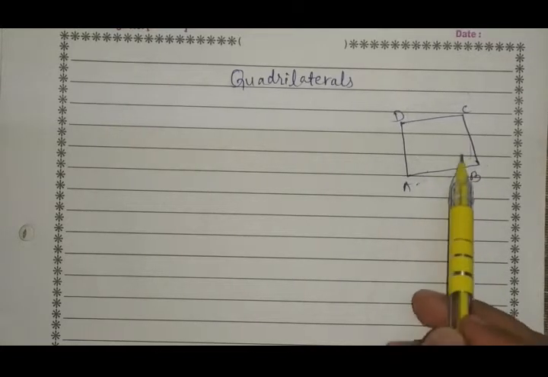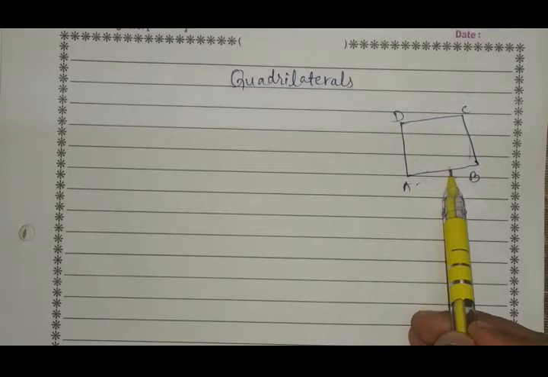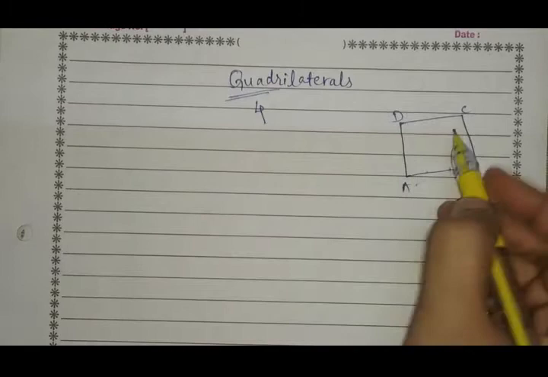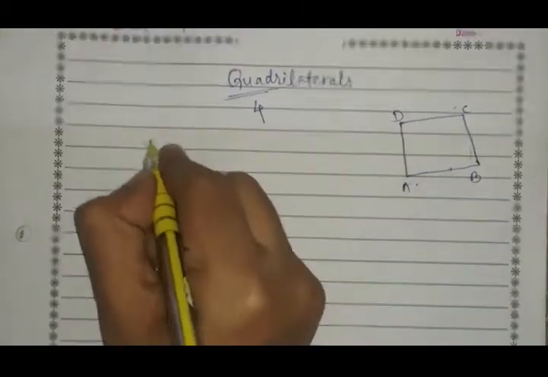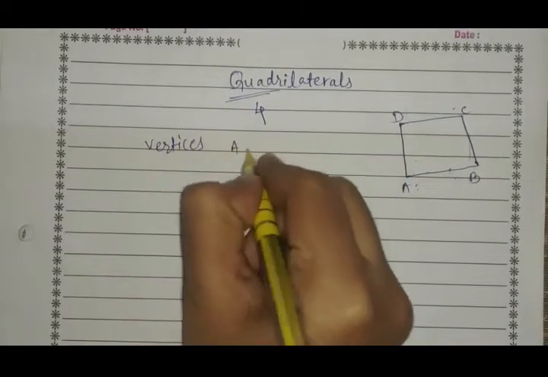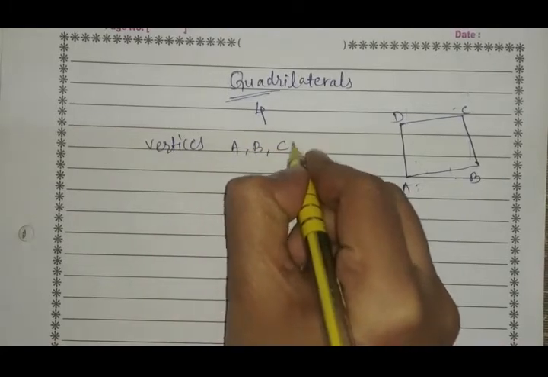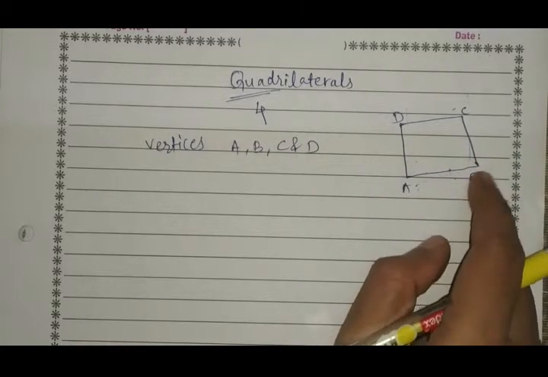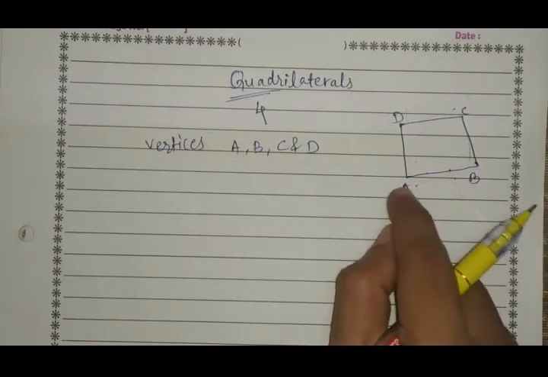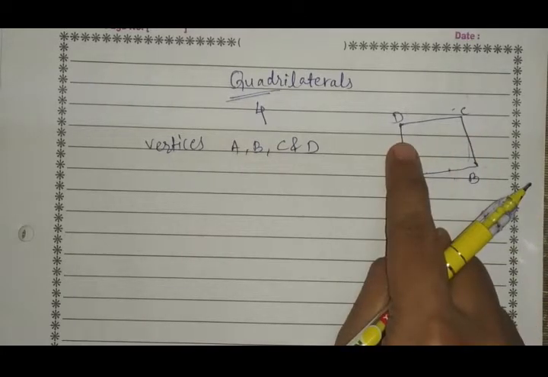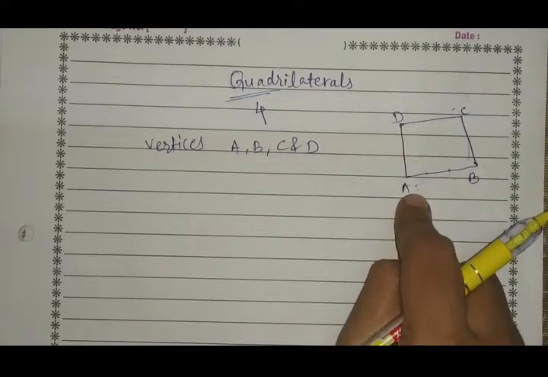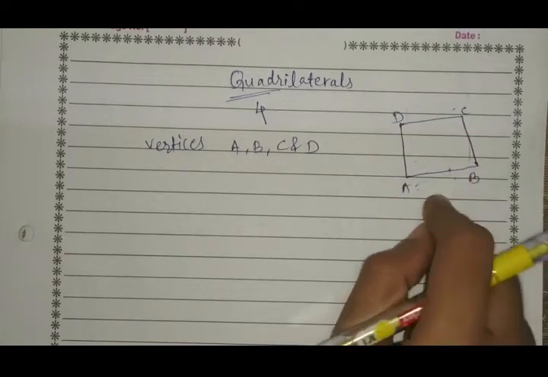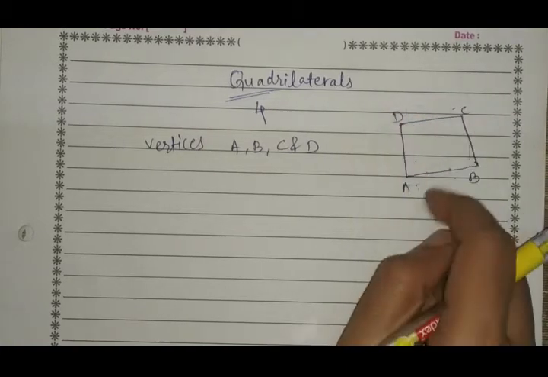Then the figure, which is made up of the four line segments, is called a quadrilateral. Here you can say the word quad represents four, and here are the four vertices. The four vertices are A, B, C and D. This quadrilateral is named by listing its vertices' names, like ABCD, or BCDA, or ADCB. So you can name it clockwise or anti-clockwise.